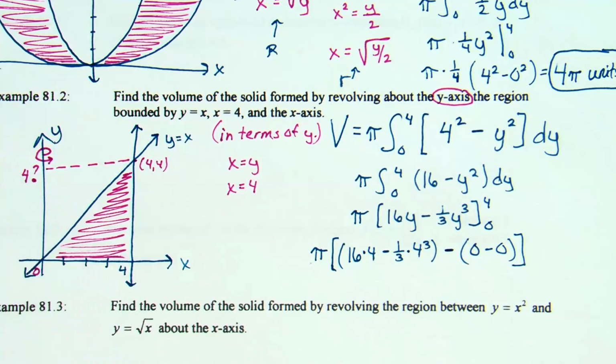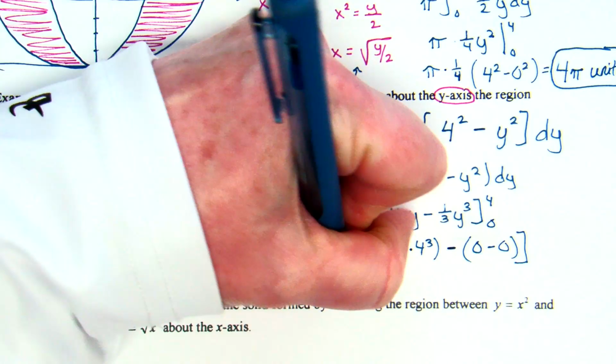16 times 4 is 64. What's 4 cubed? 64, right? Because that's what 16 times 4 was. So, I'm going to say pi times 64 minus 64 thirds.